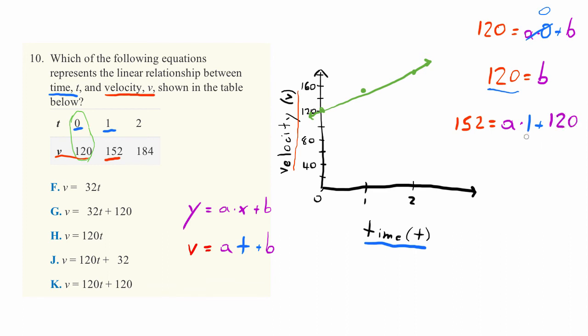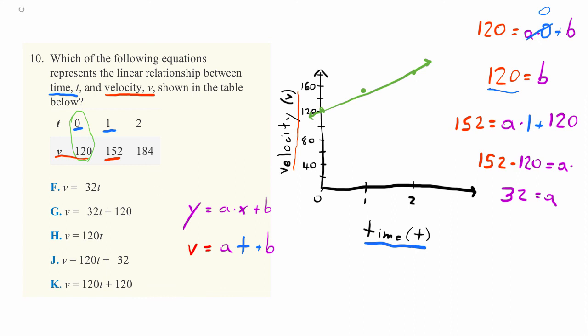All right, and now we have a really simple equation. 152 minus 120 is equal to a times 1. And a times 1 is just a. 152 minus 120 is 32. And so this is the value of a.